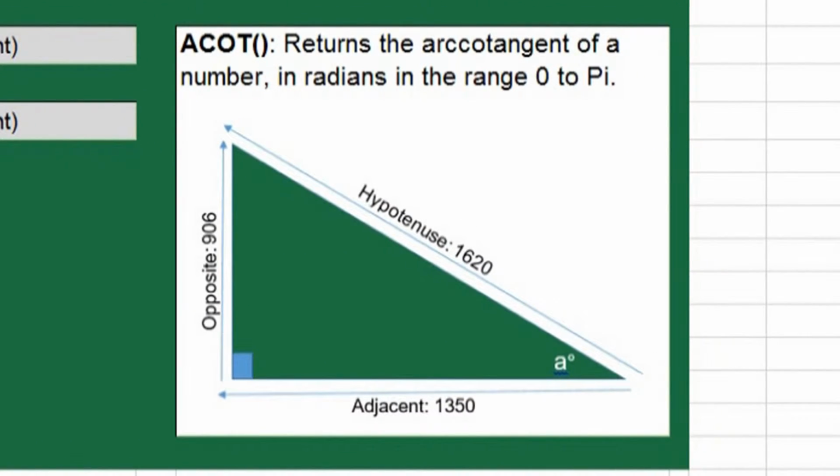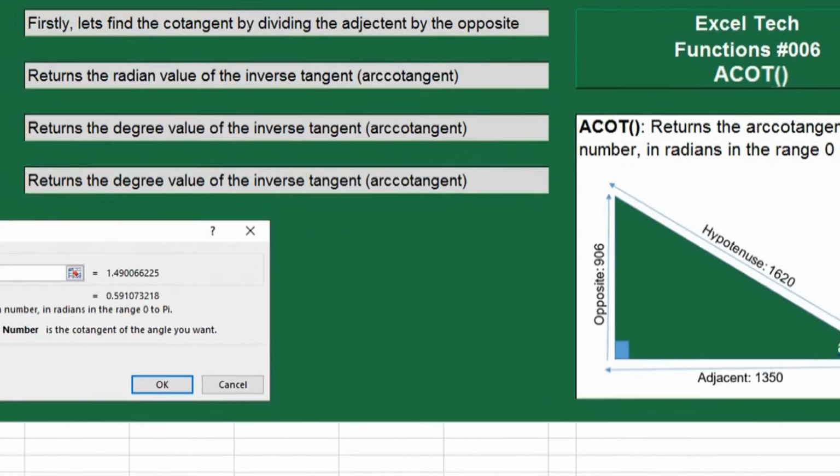We can use trigonometry to find the cotangent of this triangle by dividing the angle's adjacent side here over its opposite side here, which returns the value of 1.490.